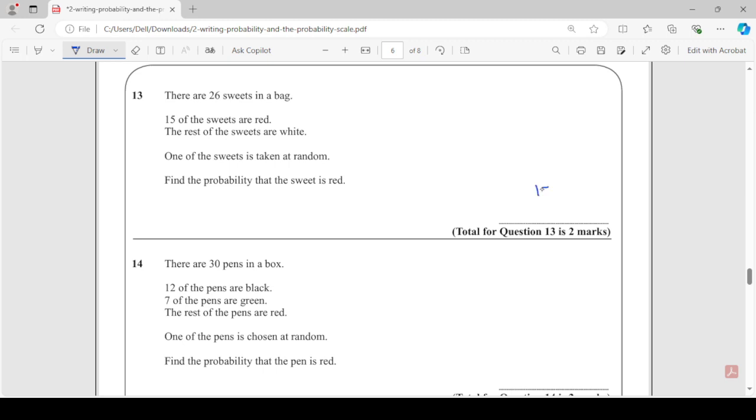Now 15 sweets are red and total number of sweets are 26. The probability of getting a red is 15 over 26. If the question here asks, what is the probability of getting a white sweet? And that would be 1 takeaway 15 over 26, which is 11 over 26.